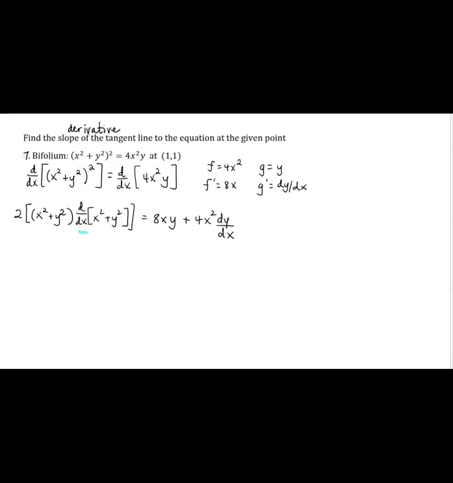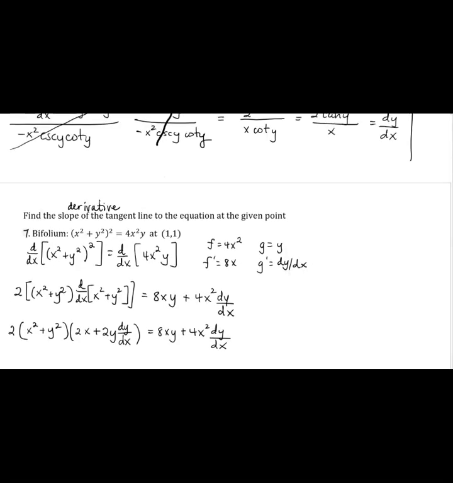We need to finish taking the derivative on the left side because we have this derivative of this x squared plus y squared. The derivative of x squared is 2x, and the derivative of y squared is 2y, dy dx. This is the point where we would get all the terms with dy dx on one side of the equation and then factor it out. But we don't actually have to solve for dy dx at this point. Similarly, we didn't have to solve for dy dx at this point in this equation.